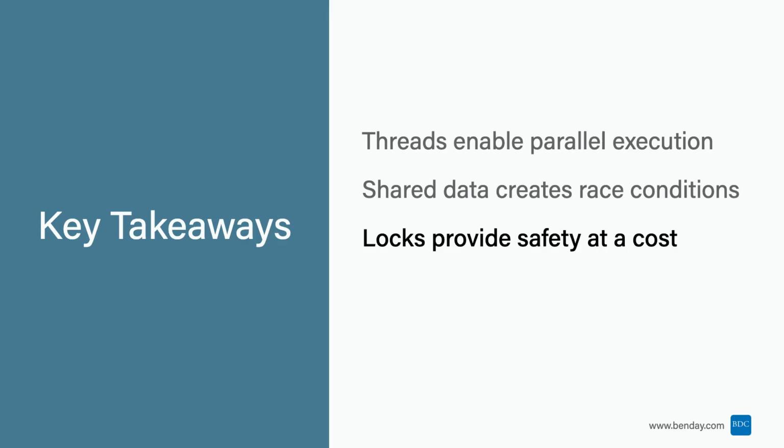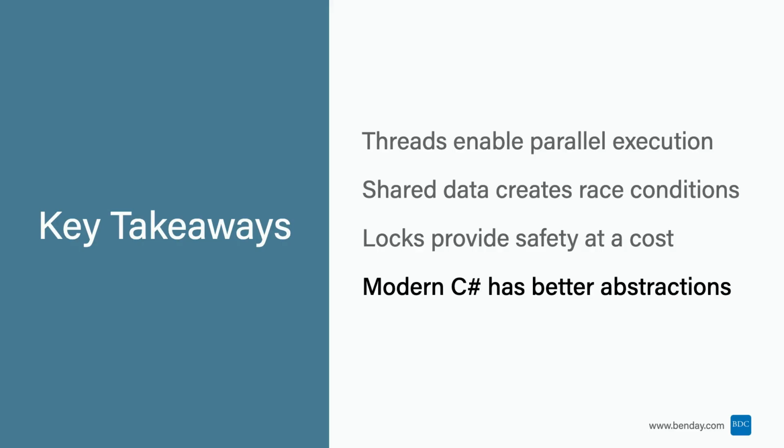That's the trade-off. Don't create raw threads in modern code. Use tasks, async, and await, or Parallel.For. These handle thread pool management and are much easier to use correctly. We'll cover these soon.